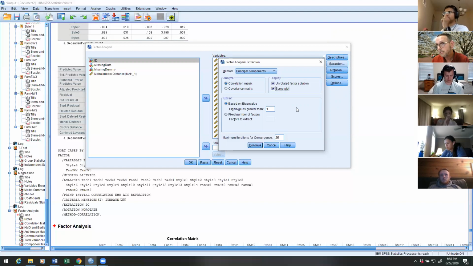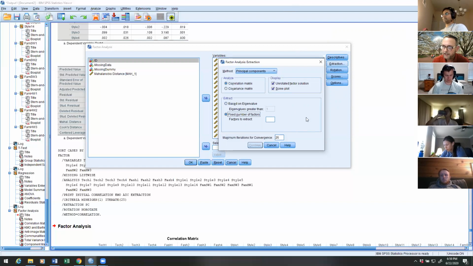Now, you may not follow that rule. You may be absolutely certain that you know how many factors you think should be there, so you can force it to do a certain number of factors and give you the number of factors you want. It's okay to do that.